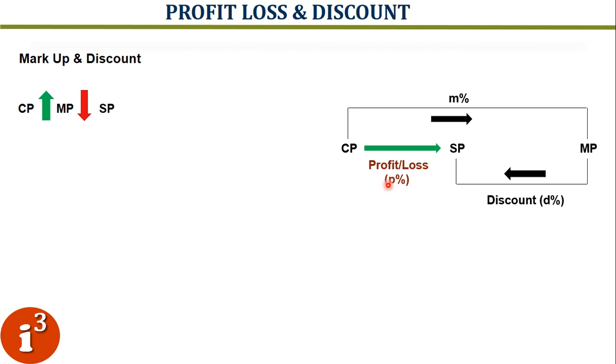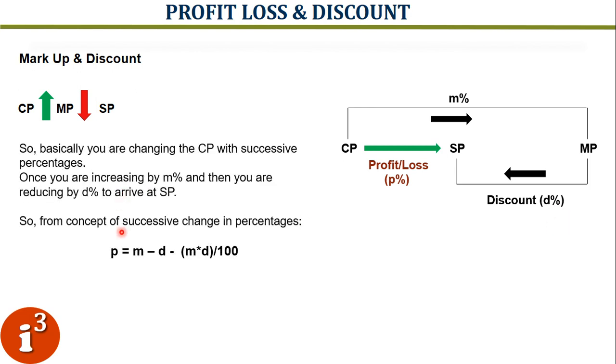What will be the relation then? P is the final change in percentage, M is the first percentage change, D is the second percentage change. The relation will simply be P equal to M minus D minus M into D by 100. Why is it minus? Because D you are reducing. When you reduce something, the sign is minus. When you increase something, the sign is plus. So P equal to M minus D minus M into D by 100. This is the relation between profit percentage, markup percentage, and discount percentage, by the concept of successive change in percentages.